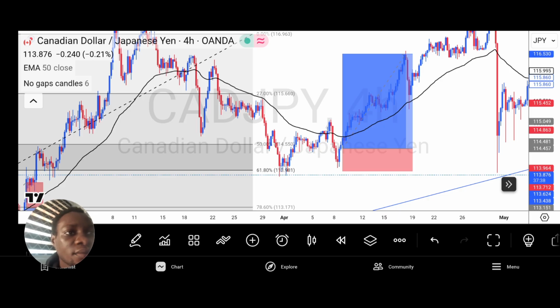So I found an inverse head and shoulder pattern here. You can see it, head, shoulder. Then it broke above the neckline, retested back, and gave me my engulfing candle here. This is my engulfing candle.